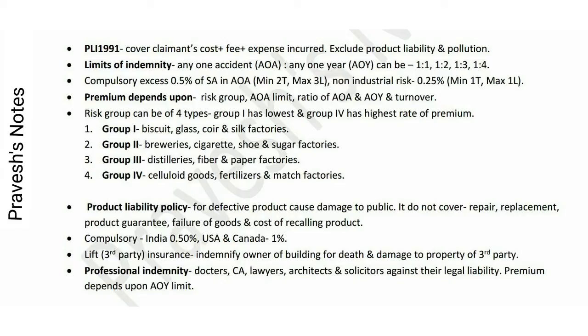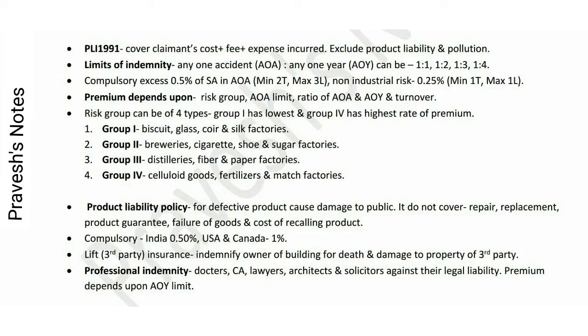Limits of indemnity for any one accident, AOA, any 1 year, AOY, can be 1:1, 1:2, 1:3, 1:4. Compulsory excess 0.5% of SA in AOA, minimum 2,000, maximum 3 lakh, for non-industrial risk 0.25% with minimum 1,000, and max 1 lakh. Premium depends upon risk group, AOA limit, ratio of AOA and AOY and turnover. Risk group can be of 4 types. Group 1 has lowest and Group 4 has highest rate of premium.